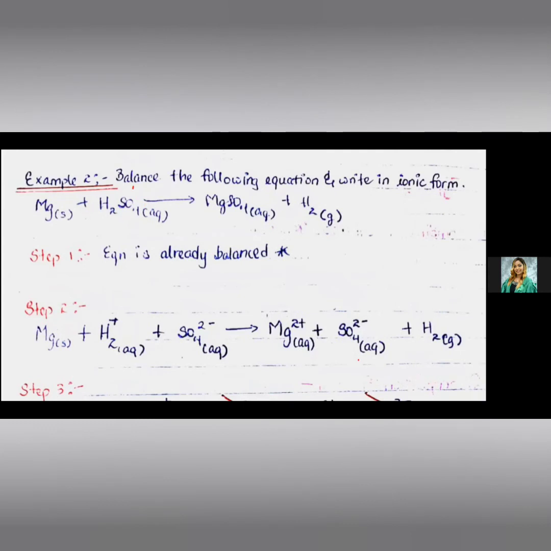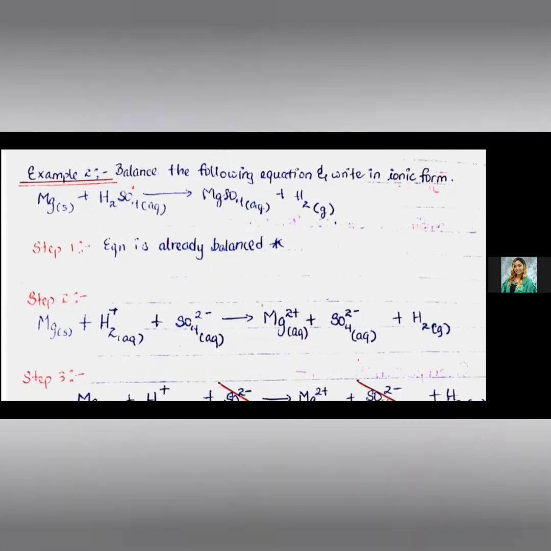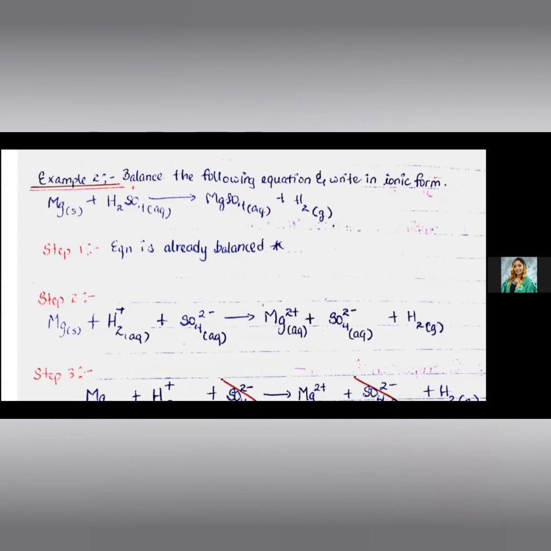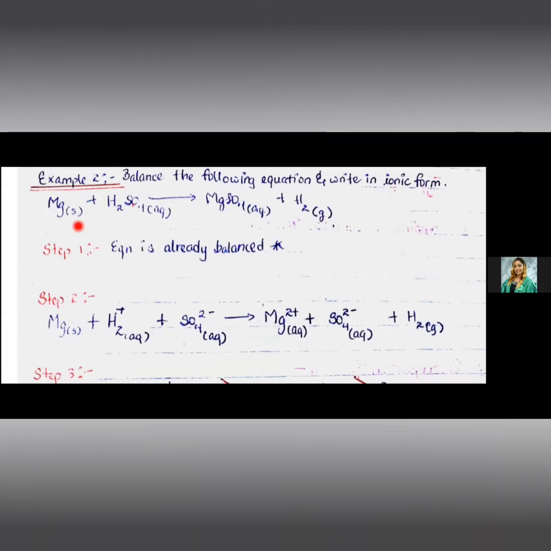The PbCl would be neutral, Sanaya, because they come across on the product side and form the salt. Yes, it will be neutralized. So in this one, they want you to balance the following equation and write it in the ionic form. We have Mg added on to H2SO4 aqueous to give me MgSO4 aqueous added on to H2.